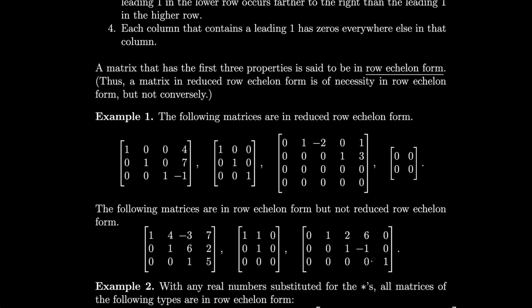Notice over here we have these matrices in row echelon form, because notice the only difference is that over here we have a 4. To be in reduced row echelon form, it would have to be a 0. Over here we have this -3 and 6. Those would also have to be zeros. This one would have to be 0. But because we have zeros underneath, we're still in row echelon form.